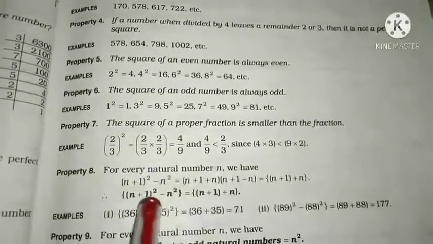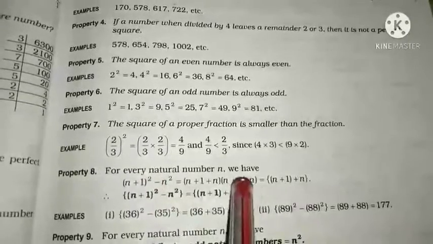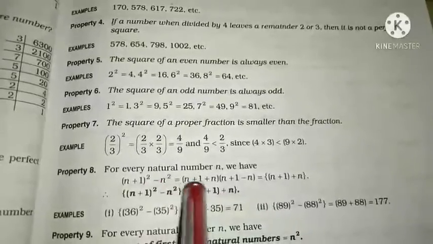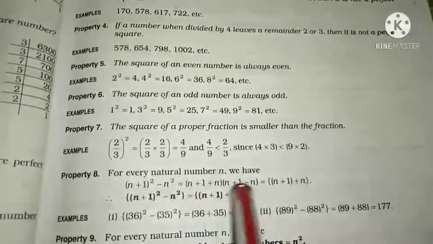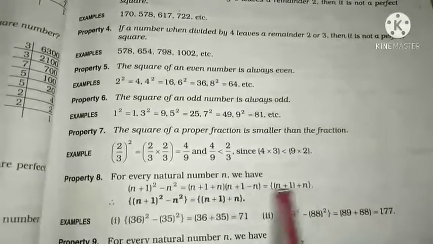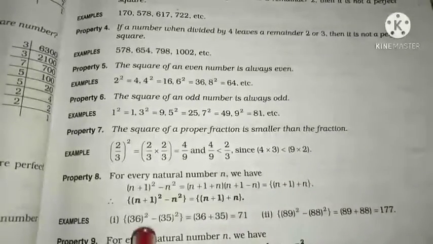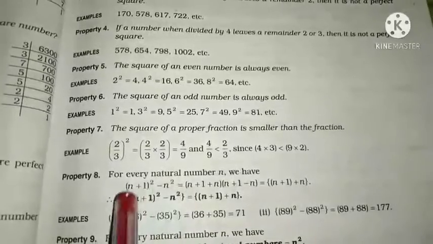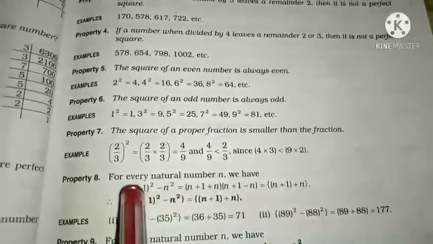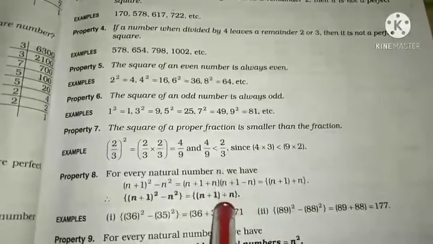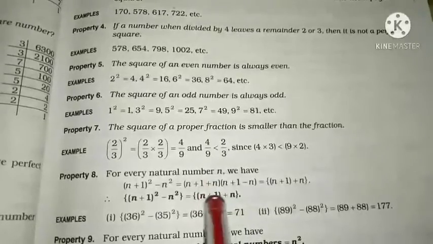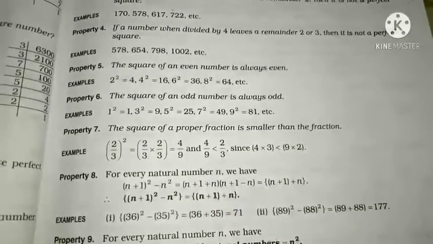Next property says that for every natural number n, we have (n plus 1) whole square minus n square results in n plus 1 plus n, which means 2n plus 1. So any number, if it is in this form, (n plus 1) whole square minus n square, then we can simply solve that number using 2n plus 1.